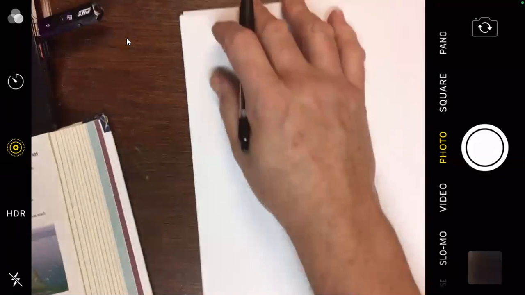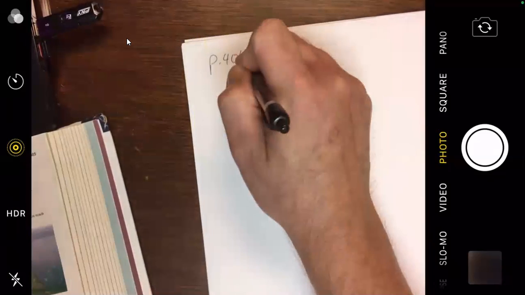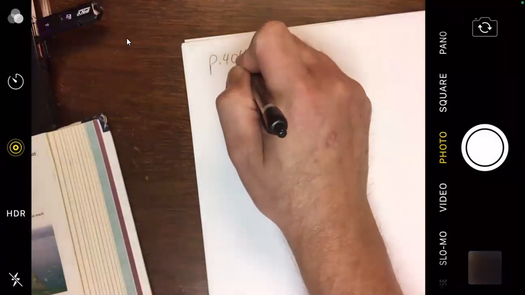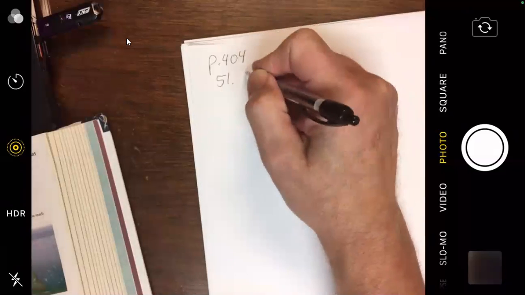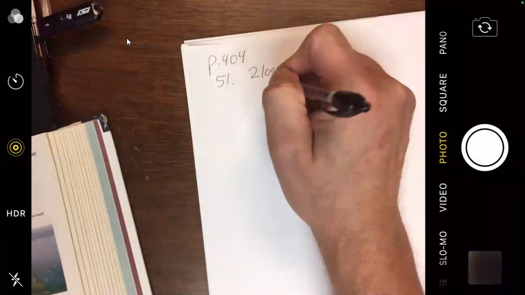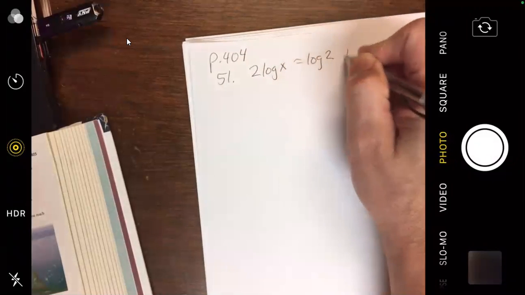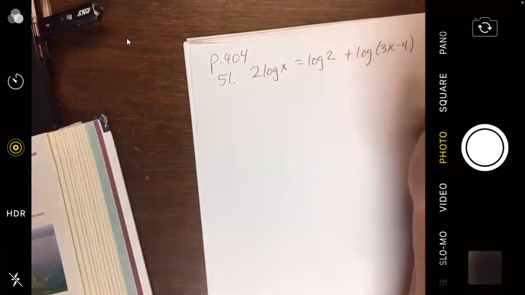Still on page 404. How about ones like, I can't remember if I did 51. I did 49. I don't think I did 51. These are log equations. Twice log of x equals log of 2 plus log of 3x minus 4.